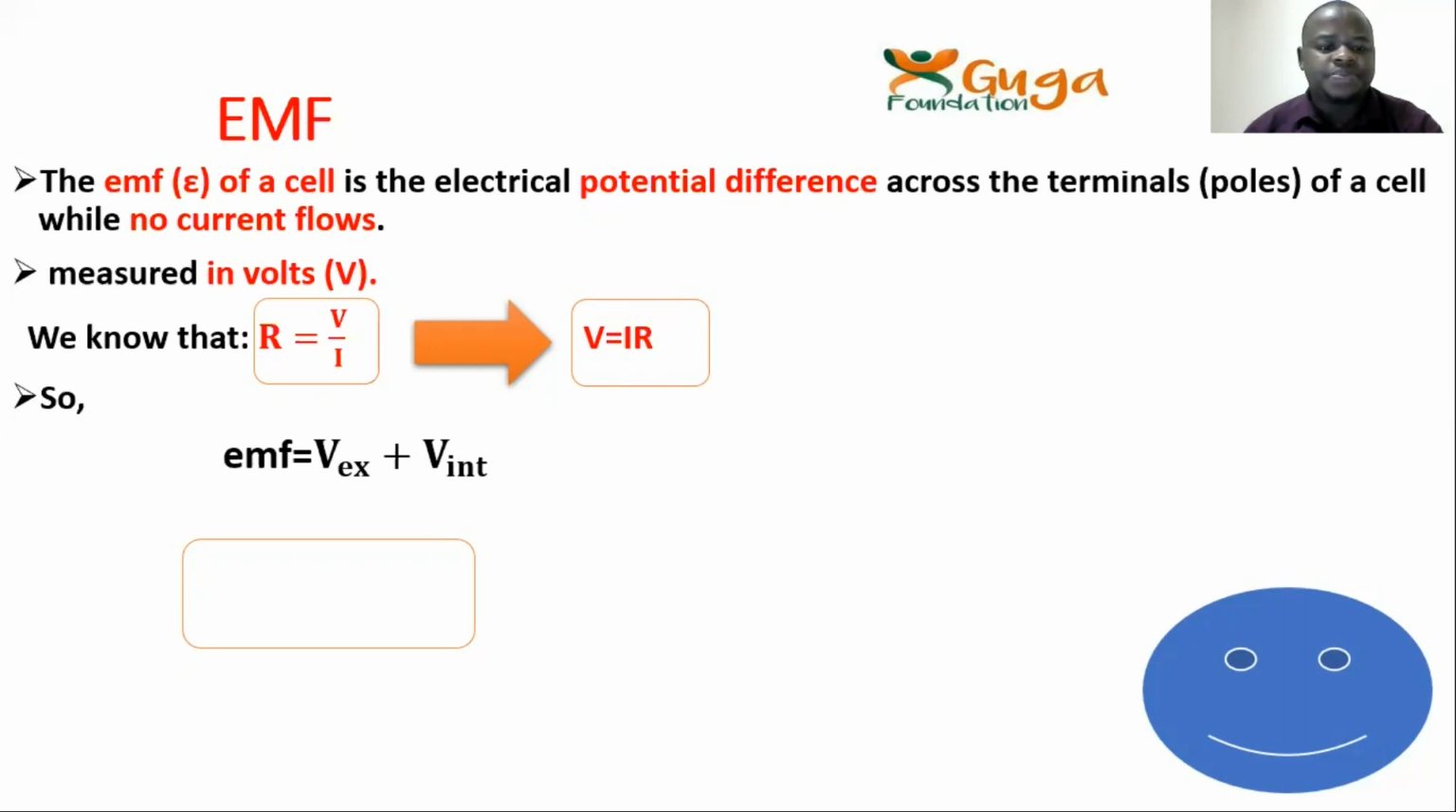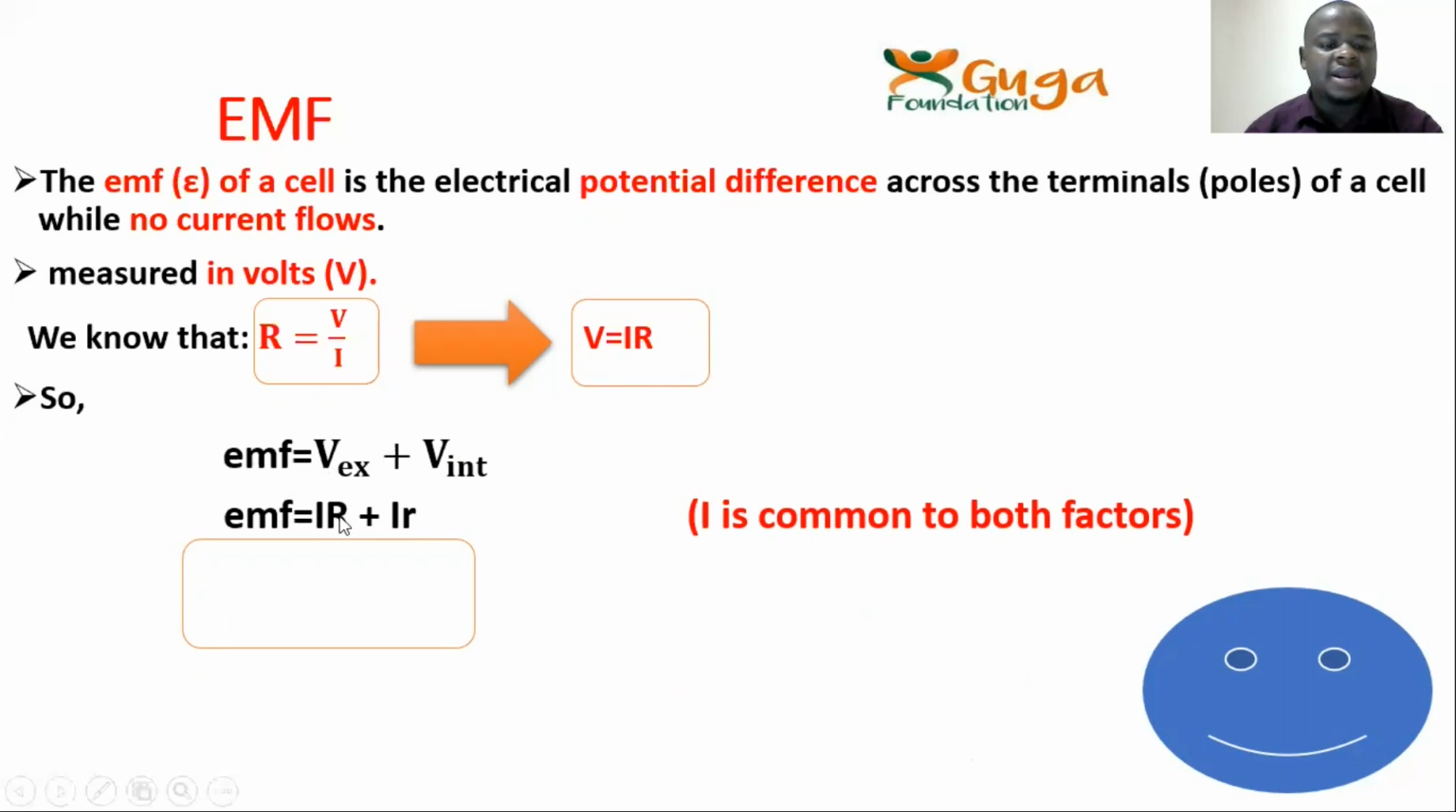Now, we're also given that V is equal to IR. So EMF is equal to V external, which is IR, and then V internal is equal to I multiplied by small r. It makes sense? Now the I is common, we take out the common factor of I, and then we get EMF is equal to I into R. In other words, we say this is R external, plus R internal, the small letter r.